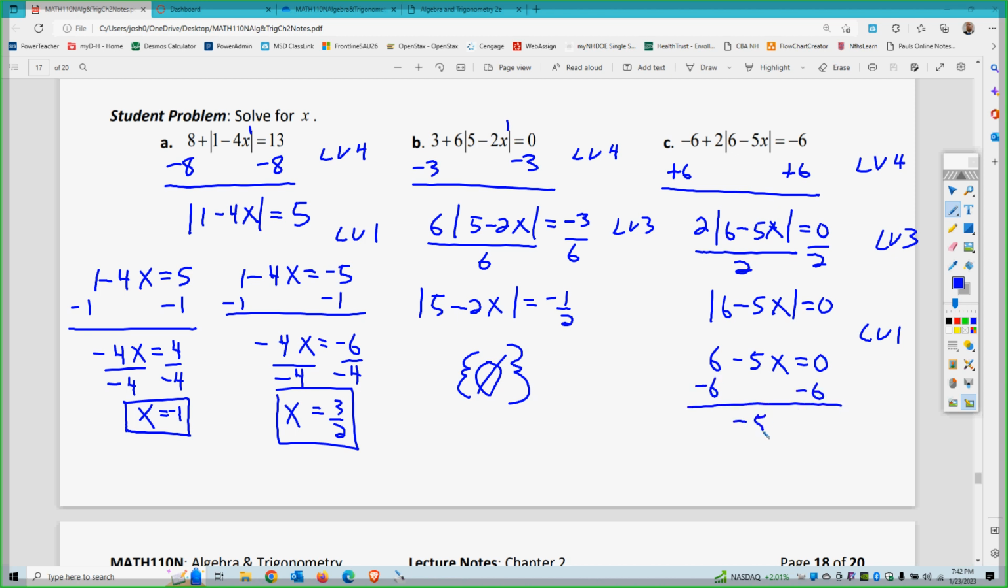So these are all grouping symbol steps right now, right? Add, subtract first, then divide. So x is 6/5. That gives us our three outcomes of one answer, no answers, and two answers. All right, that is the end of part 4.